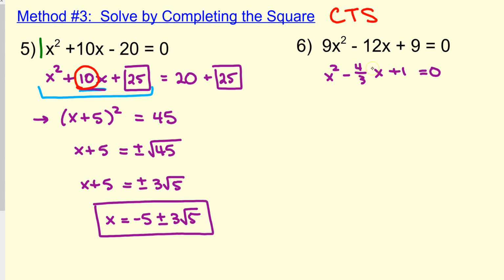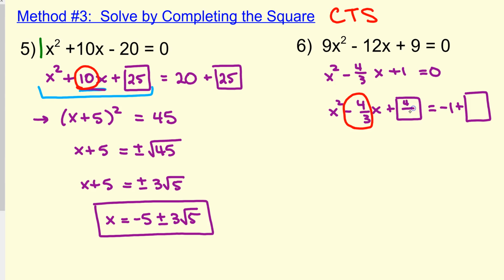Okay, so remember what we did last time. We left the x squared and the minus 4/3 x, and then we're going to figure out what number to add to complete the square. And I'm going to subtract 1 to get it over to the other side, and then whatever number I add to the left, I add to the right. So now it's time to figure out what number we add to complete the square. So we take half of this number, half of negative 4/3 is 2/3, and we square it, and that would be 4/9. So 4/9 completes the square. So add 4/9 to the left and add 4/9 to the right.